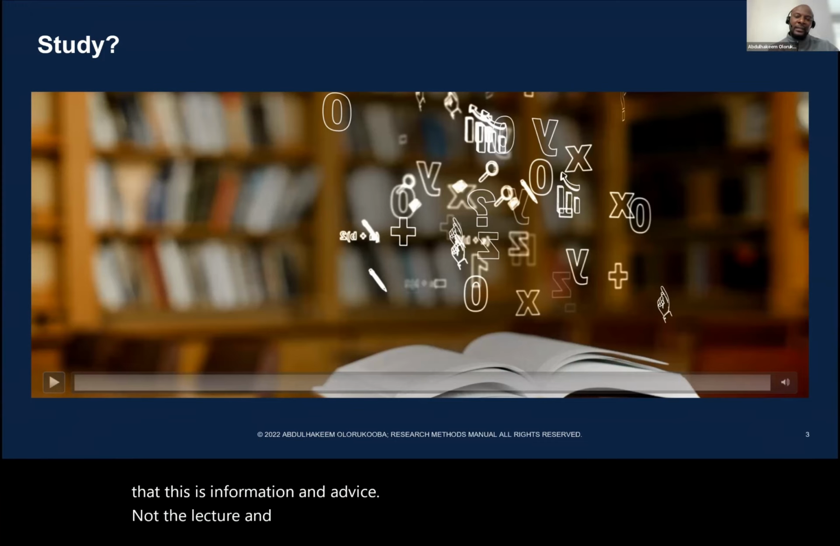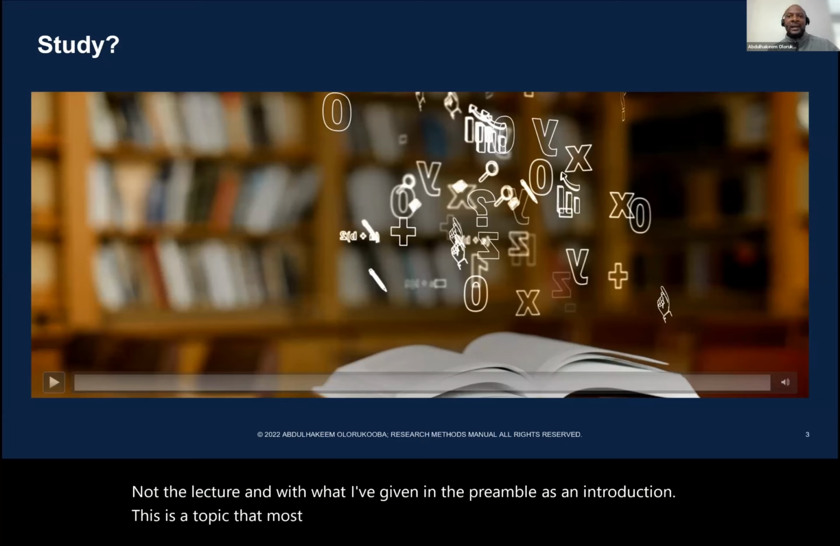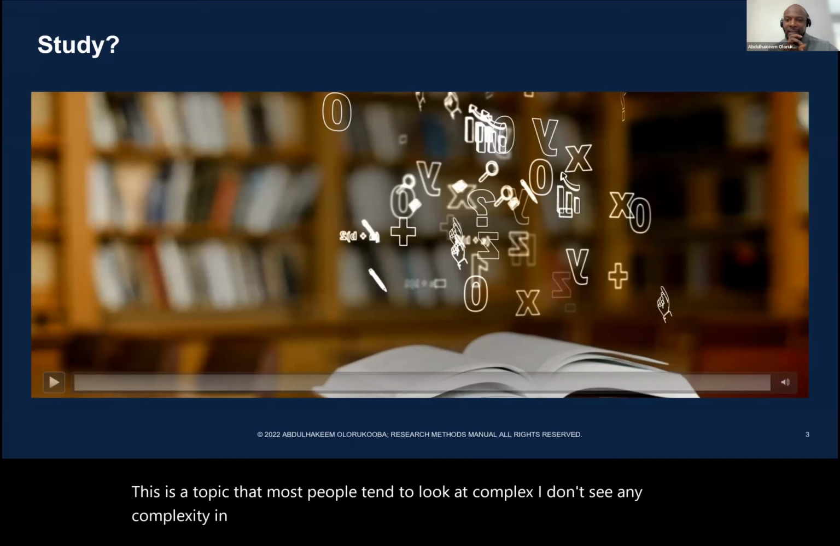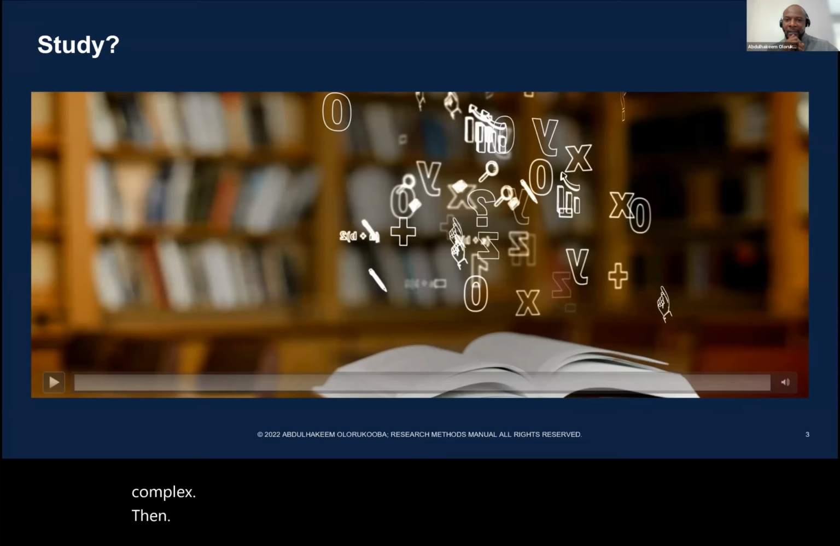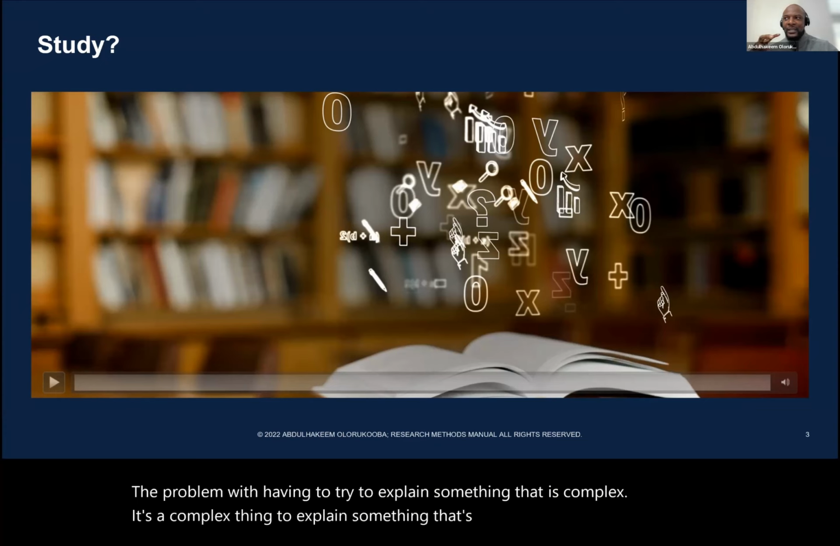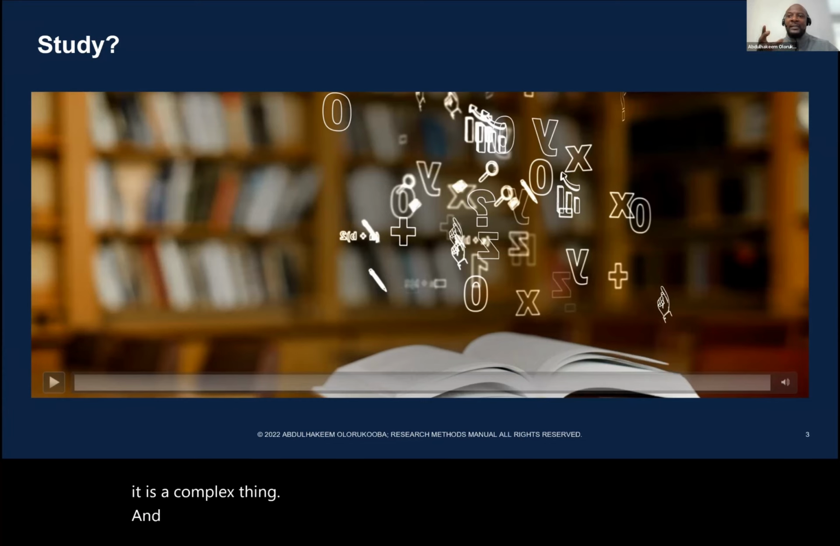And with what I've given in the preamble as an introduction, this is a topic that most people tend to look at as complex. I don't see any complexity in it. But even if it's complex, the problem with trying to explain something that is complex is that explaining it is itself a complex thing. And the only reason I think it's complex, trying to explain something that looks complex, is the human brain.